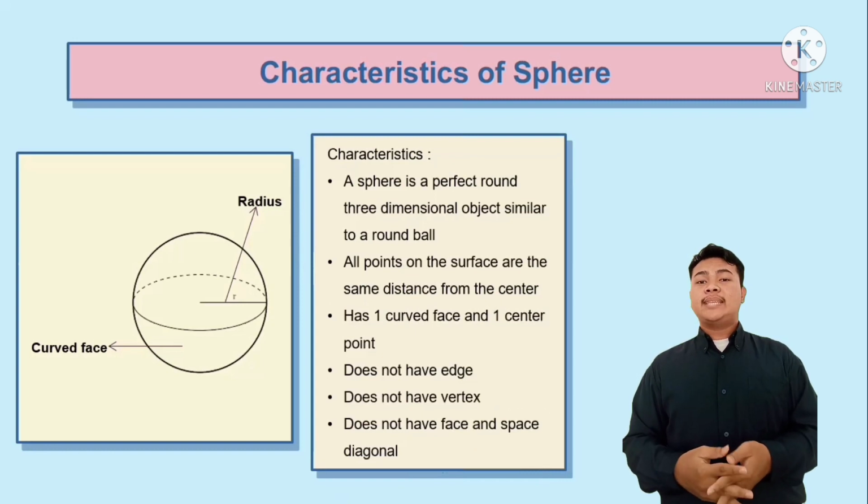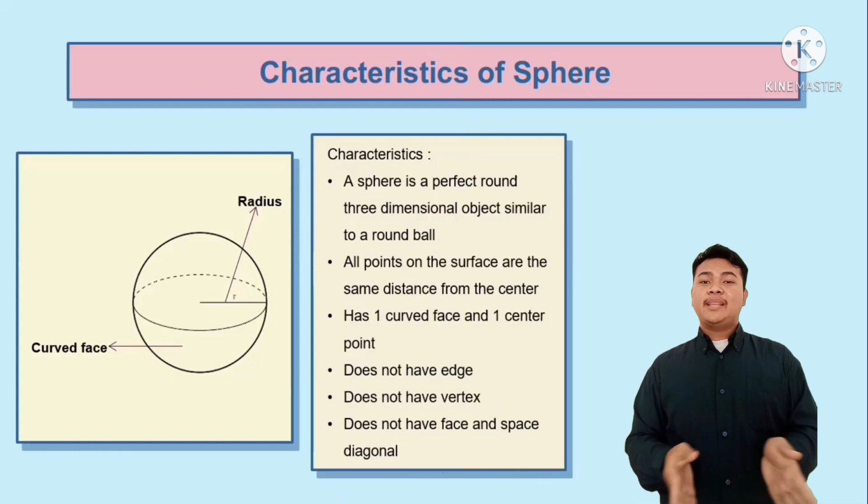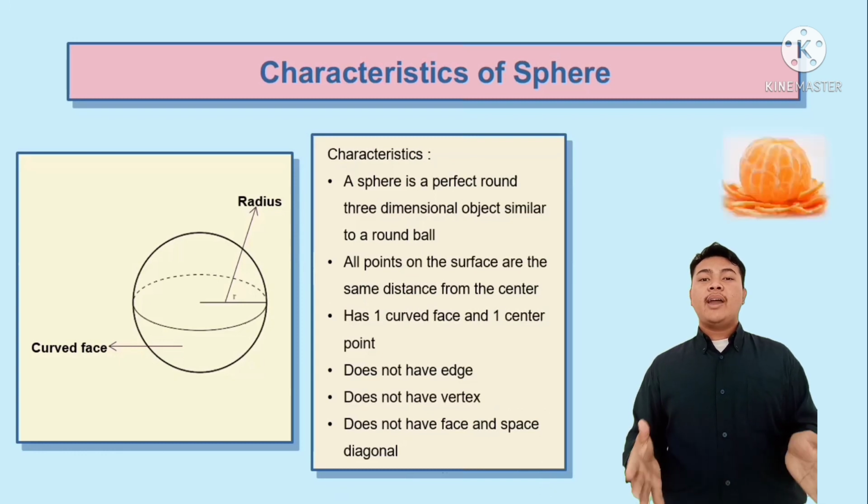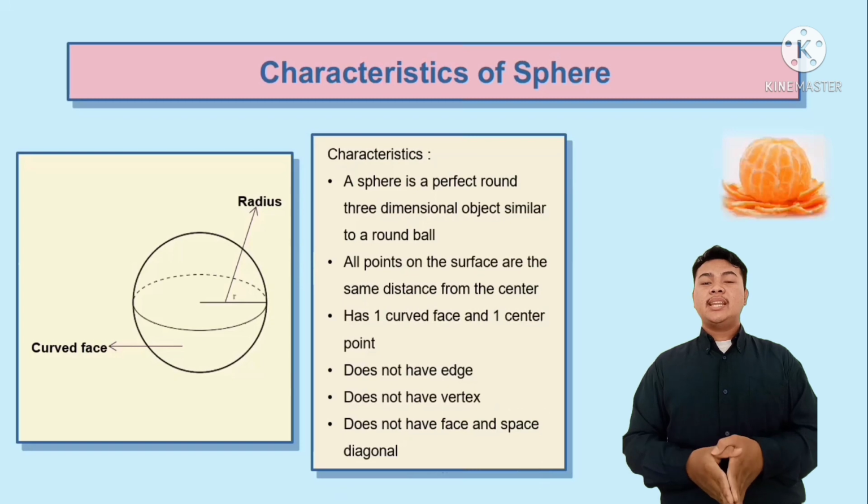And do you know, if we take an orange fruit and peel the skin into small pieces, we find that a small piece of orange skin will form a circle.